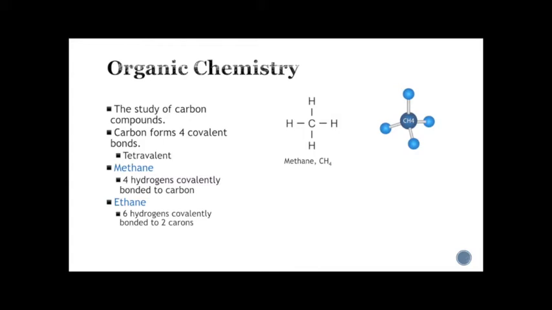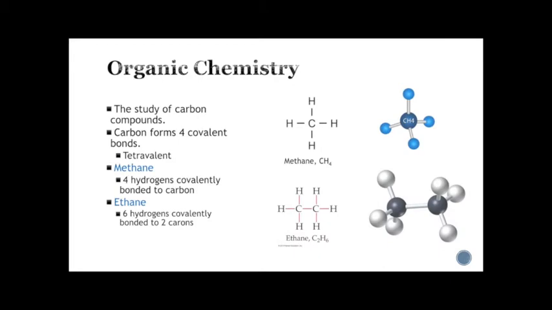So some examples here are methane. Methane has 4 hydrogens around the carbon. And then ethane, we have 2 carbon atoms that are combined there in a single bond. And then we have the hydrogen around those carbons. So they still have 4 single bonds around each carbon.